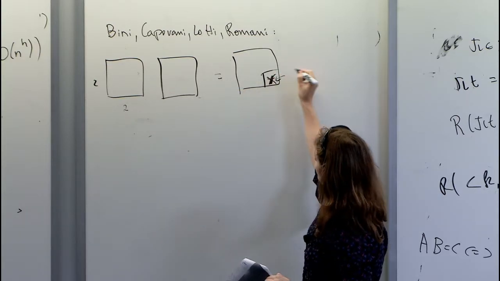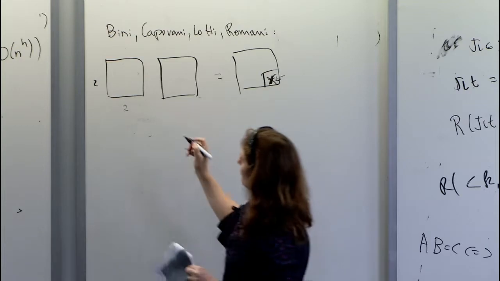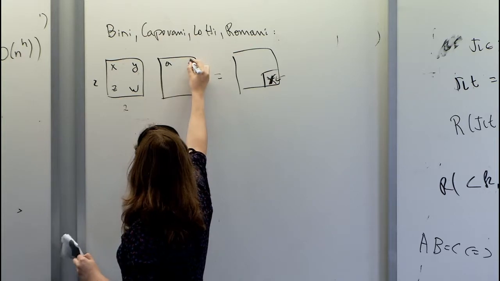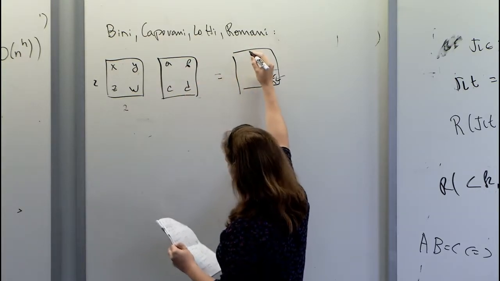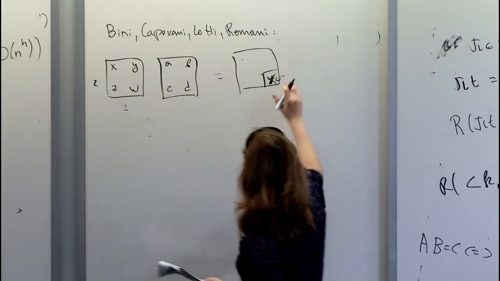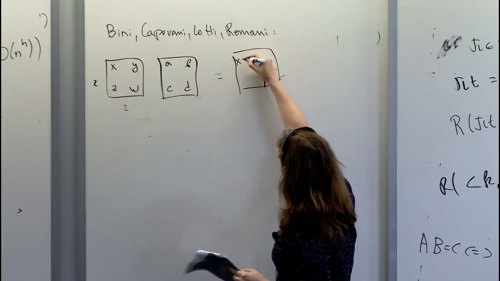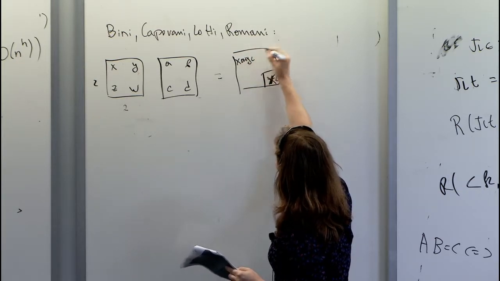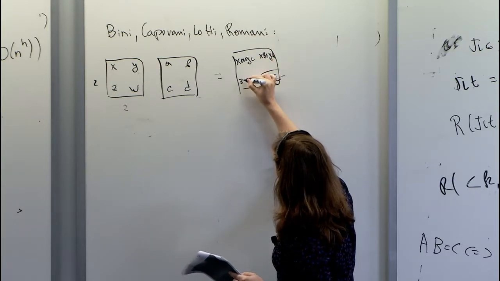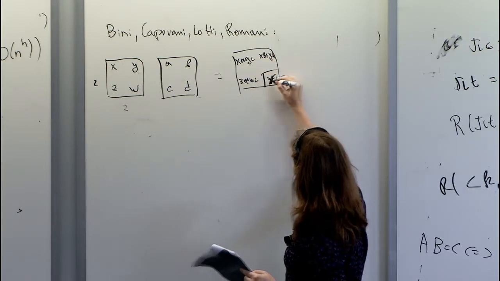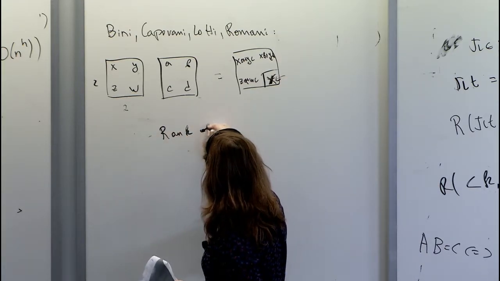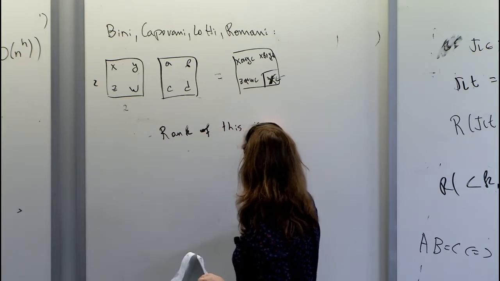But they said, I don't want to compute the same thing. I just want to compute AY plus BW, XD plus YD, and ZA plus WC. I don't care about this one, as the rank of this tensor is known to be 6.